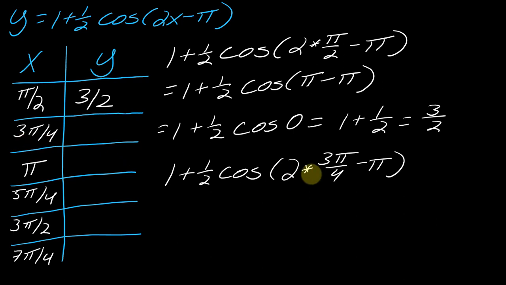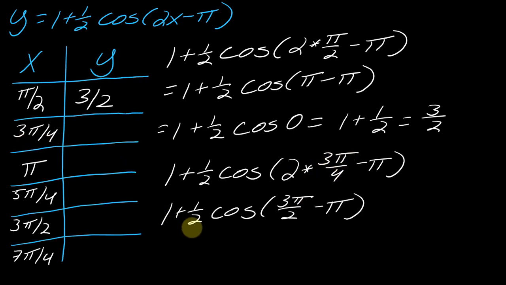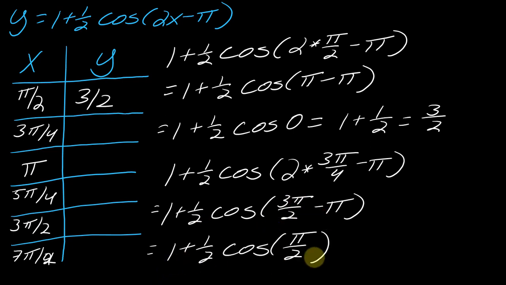Okay, so continuing on with 3 pi over 4. So I plugged 3 pi over 4 in. When I simplify, this is going to simplify to cosine of 3/2 minus pi, which is going to come out to cosine of pi over 2. And cosine of pi over 2 is just equal to 0. So this is going to be 1 plus 0, which just equals 1. So that's what I'm going to put in the table.